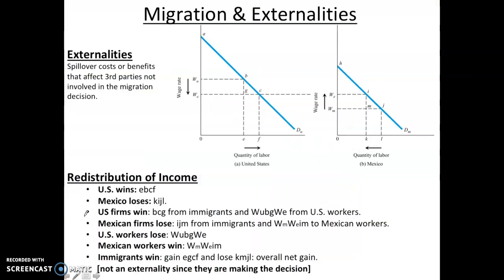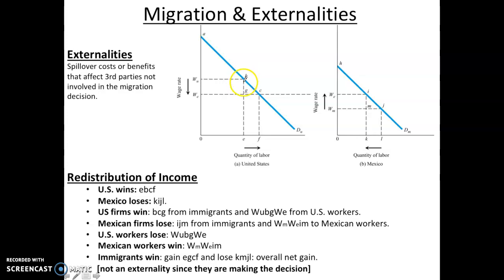This is part 3 of chapter 9. We're picking up with the third bullet point here. U.S. firms are going to win from migration of Mexican immigrants into the U.S. Initially, before the migration, we're at WU and we're at E, American workers.